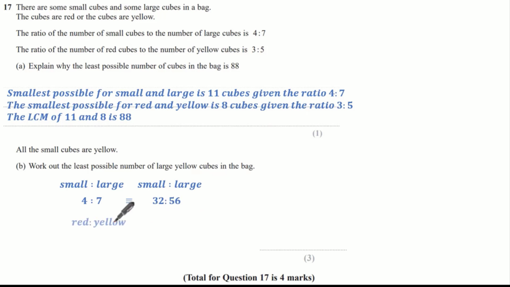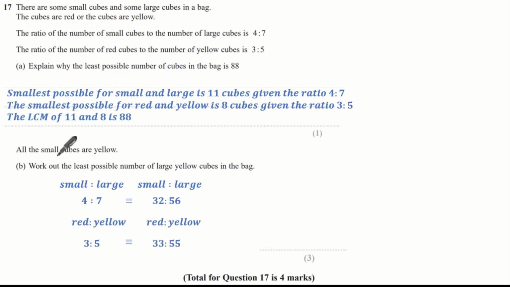Now let's have a look at red to yellow. Well, the ratio of red to yellow is 3 to 5, but remember the smallest number of cubes is 88. So we need to multiply so we have a total of 88. 3 add 5 is 8, so I need to multiply each number by 11. 3 times 11 is 33, and 5 times 11 is 55. And you can see I've got a sum of 88 cubes.